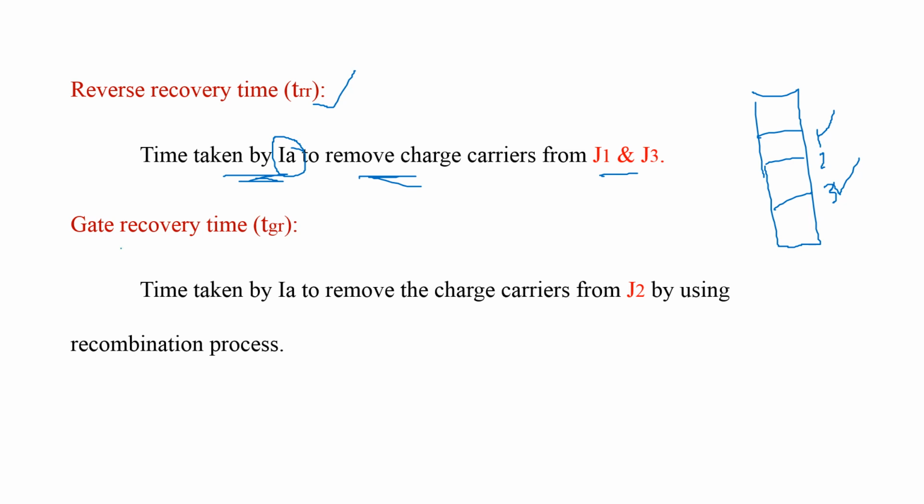And coming to gate recovery time, the time taken by the anode current to remove the charge carriers from the middle junction J2 by using the recombination process is the gate recovery time. Here the recombination process is nothing but adding impurities, that is, doping. By using the doping process we remove the charge carriers from junction J2, that is the gate recovery time. These are the dynamic characteristics during the turn off period of SCR. Now by using this analysis we are going to draw the dynamic characteristics.